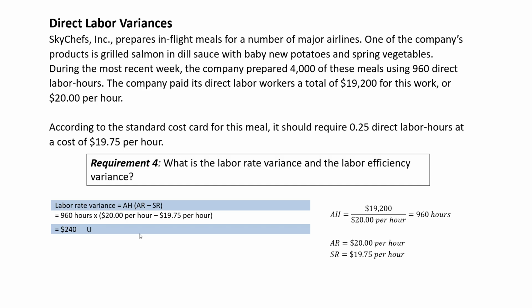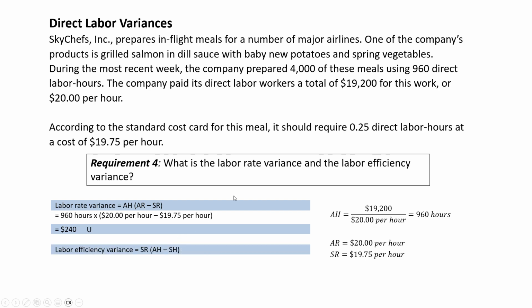Who's typically responsible for this? Oftentimes our HR department or personnel, possibly based upon things like the experience level, seniority, or an anticipated raise that we paid the employees that we didn't necessarily anticipate when we created that $19.75 per hour. The other thing I want to calculate is our quantity variance.